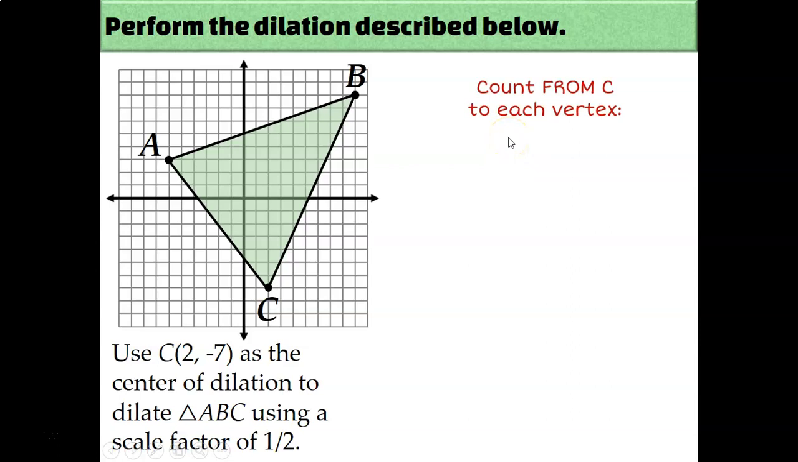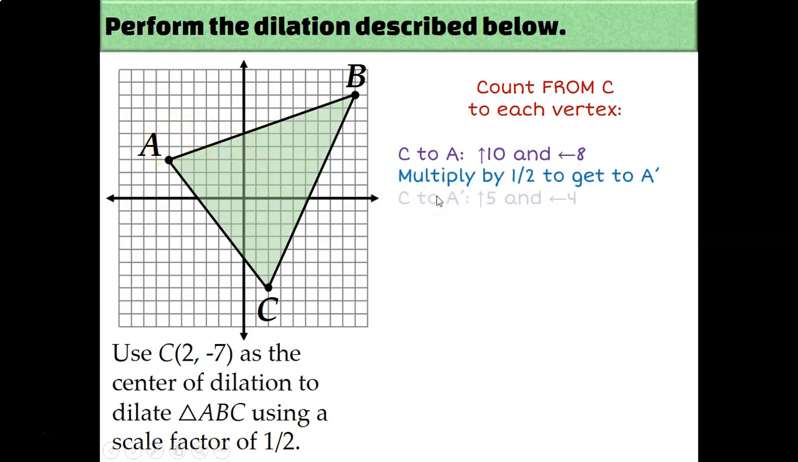So from C to each vertex, we'll go C to A first. From C to A, I go up 10 and left 8. So I need to do half of that to get to A prime. Instead of going up 10, I'll only go up 5. And instead of going to the left 8, I'll only go to the left 4. So 1, 2, 3, 4, 5, and to the left 4. So there's A prime.